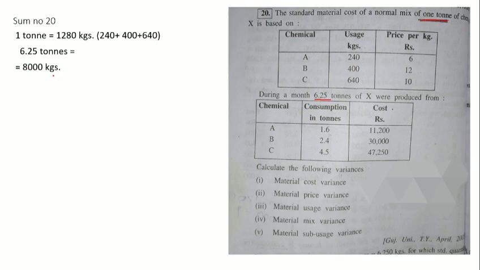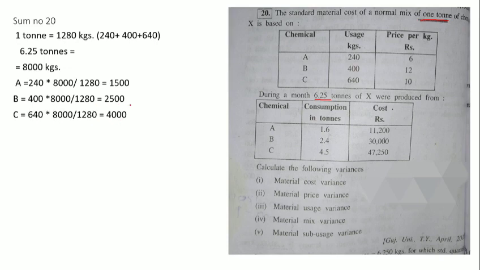Now if total SQ is this much, then how much quantity will be used for each chemical? So for that, for chemical A, 240 is multiplied by 8000 and divided by 1280, and the final answer is 1500. For material B, 400 is multiplied by 8000 and divided by 1280, and the final answer is 2500. For material C, 640 is multiplied by 8000 and divided by 1280, and the answer is 4000.